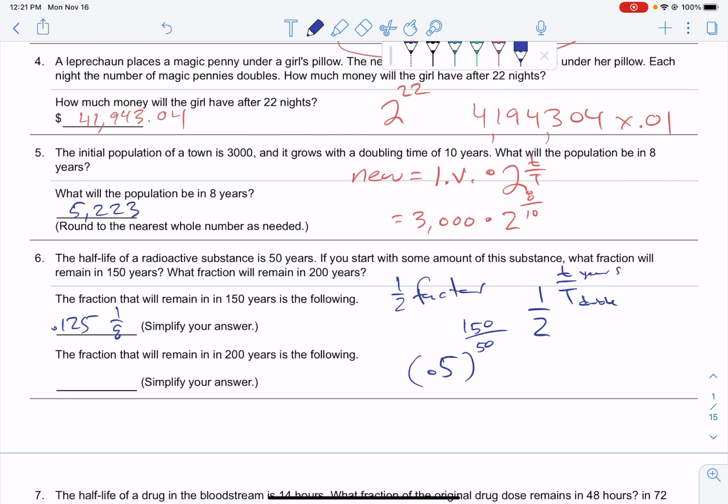And what's going to remain in 200 years? So 0.5 times 200 divided by 50, which is just 0.5 raised to the fourth power, which is going to be 1/16. Or put it in your calculator, you'll get the same answer.